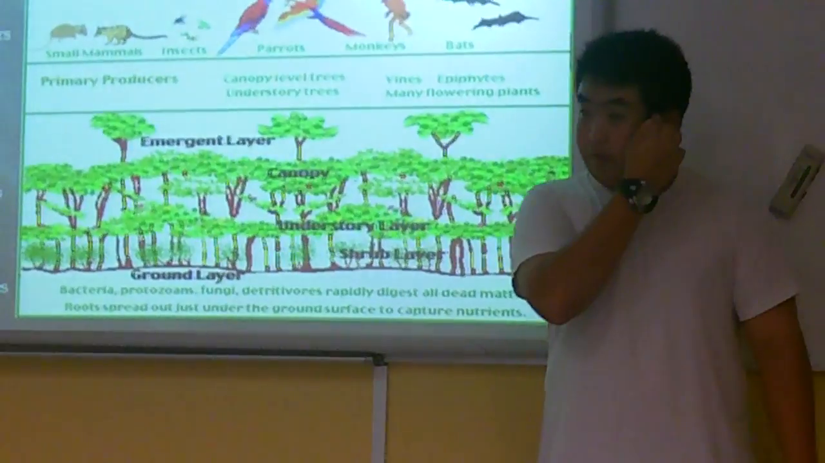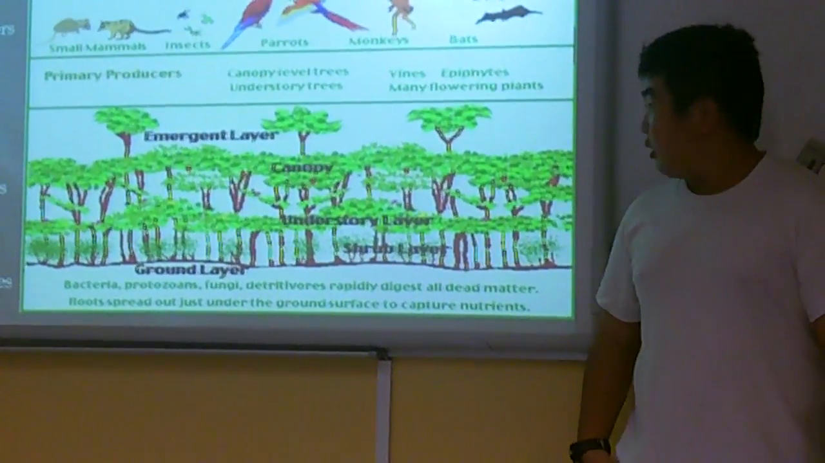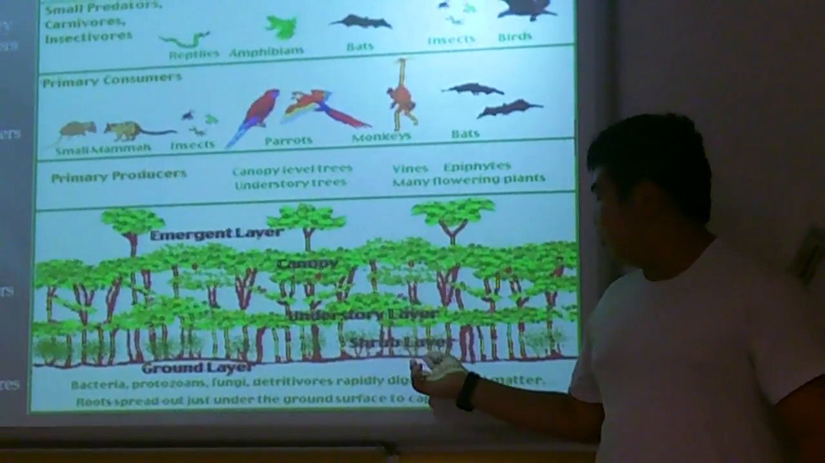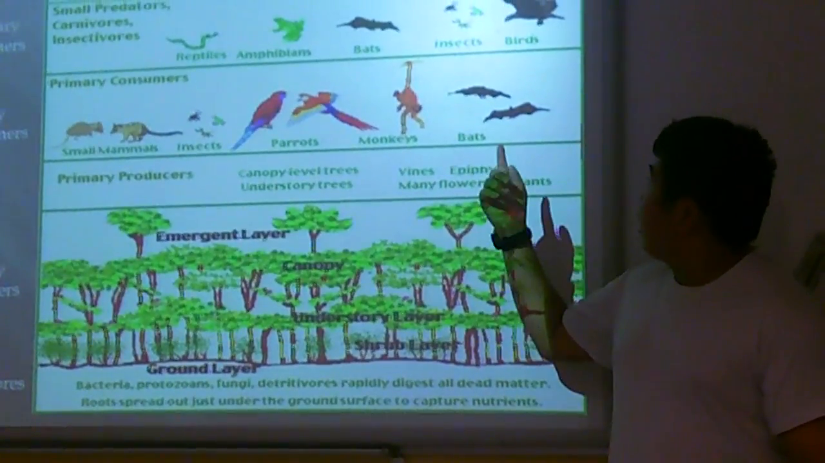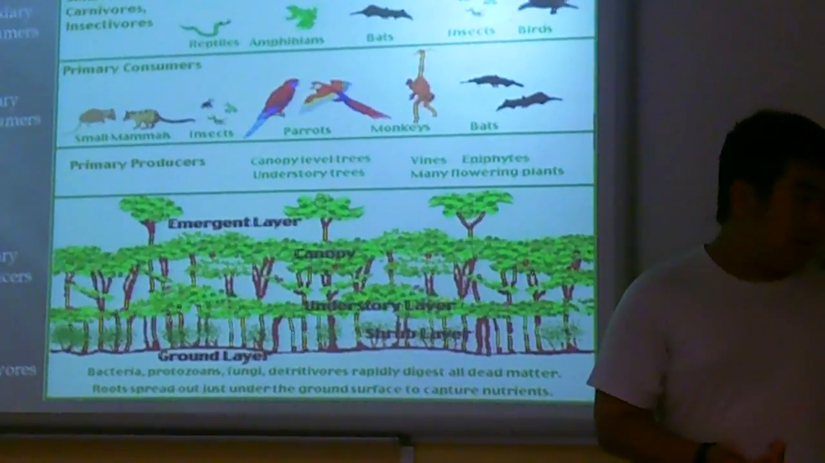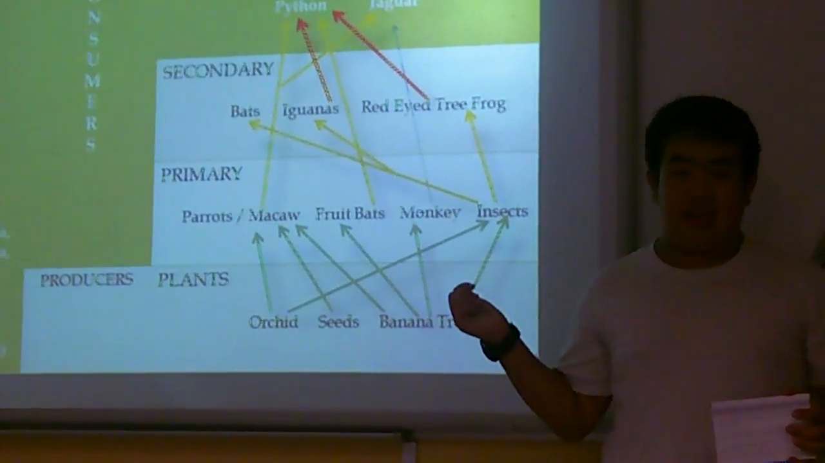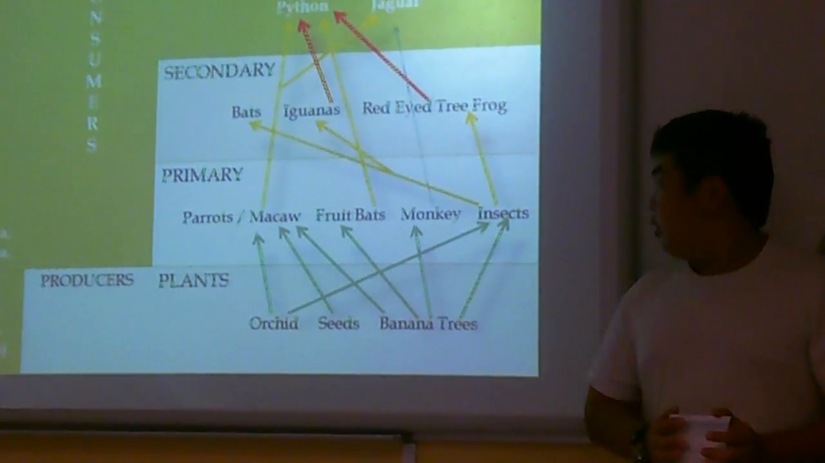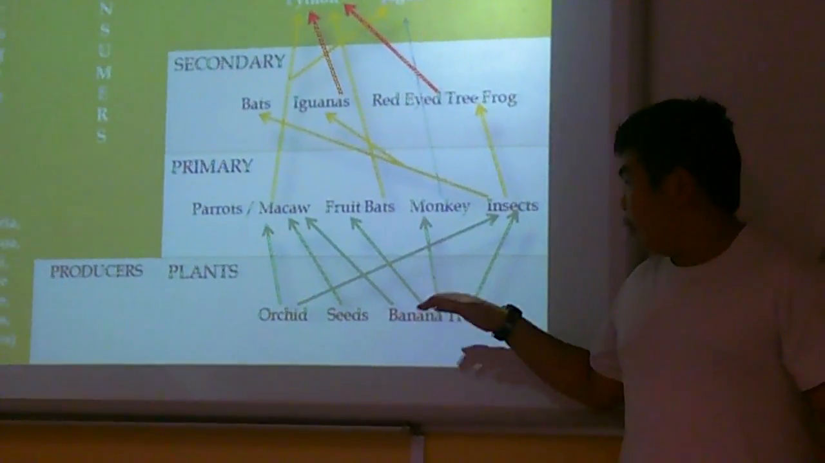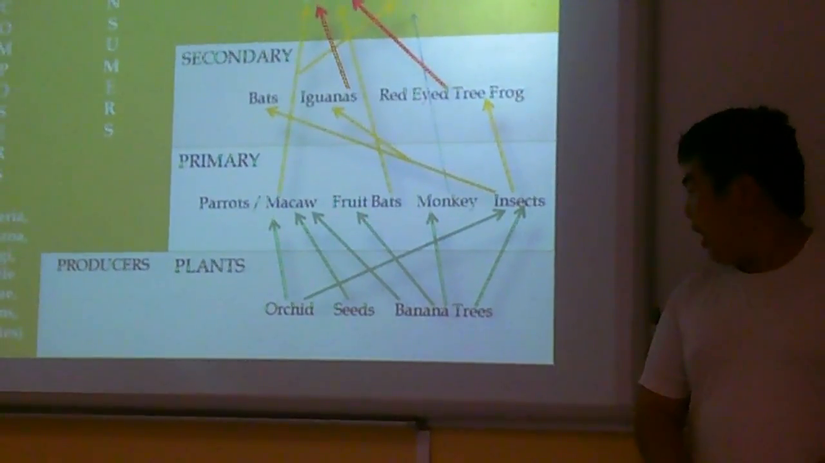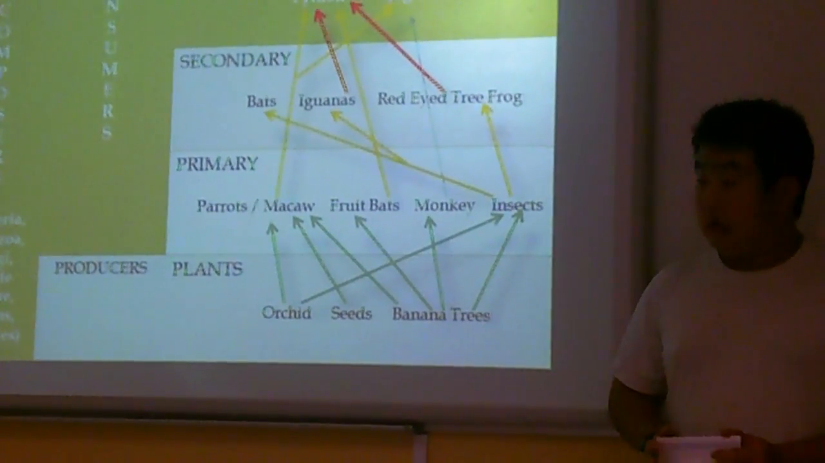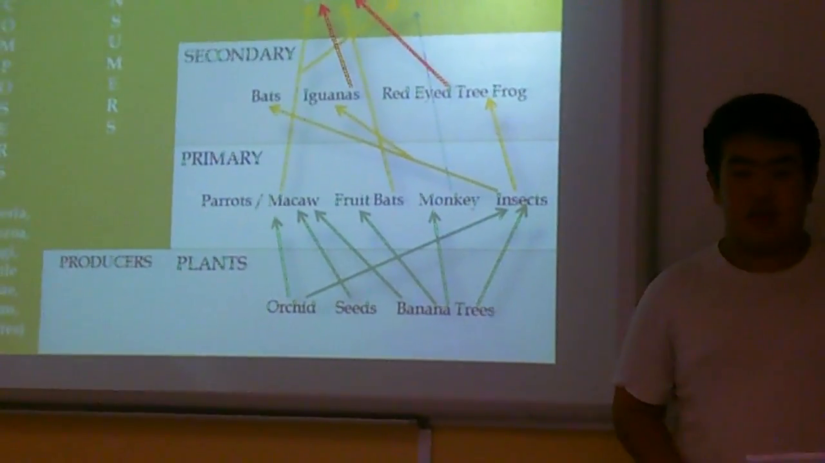This is an example of the energy cycle from the primary producers, that's the emergent layer, canopy, understory, and shrub layers, to the jaguar and snakes, that's the tertiary consumers. This is a food web, and the producers are at the bottom. That's the orchid seeds and banana trees, and it goes up by the primary consumers to the tertiary.